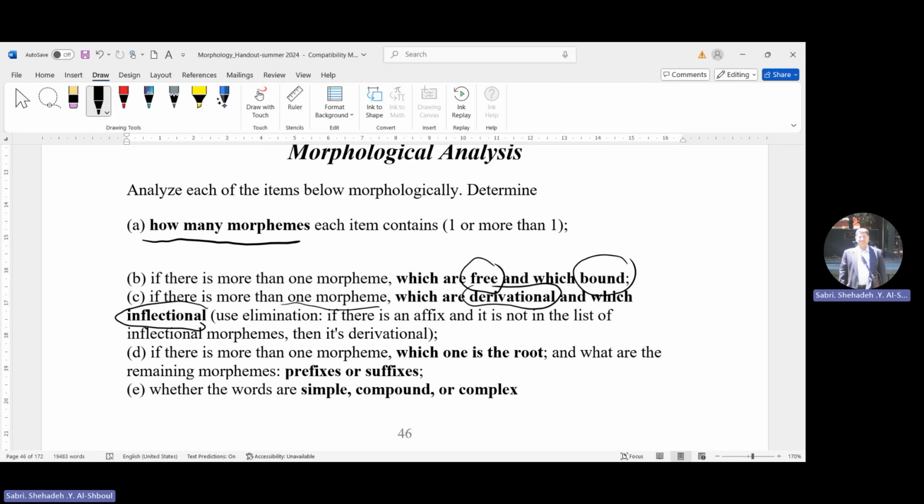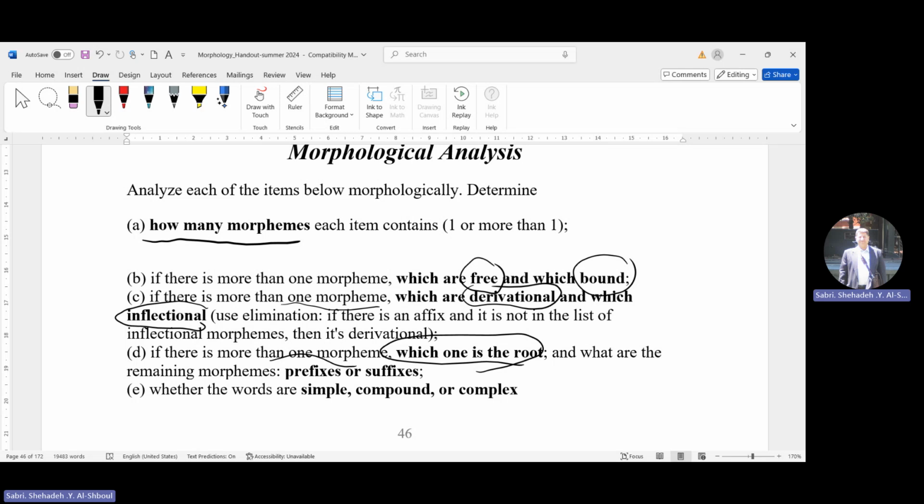So it is important to know which morpheme is derivational and which is inflectional, because knowing which one is derivational and which one is inflectional determines the order of derivation for the word forms. If there is more than one morpheme, we should also know which one is the root. So we said that the root cannot stand by itself, but it is meaningful.